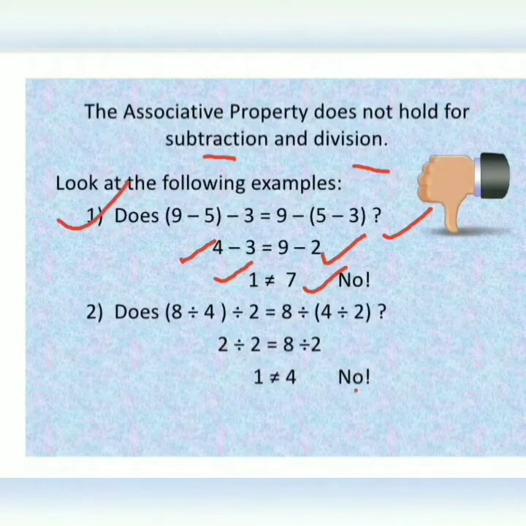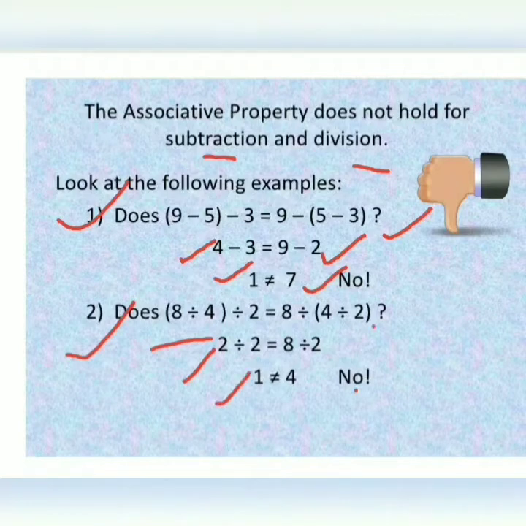Now see for division. Here we have the next example. In this the value of a is what? 8. The value of b is 4 and the value of c is 2. Here firstly we had grouped 8 and 4. Now 8 divided by 4 is what? 2. And again, if we divide 2 by 2, then the result is 1.